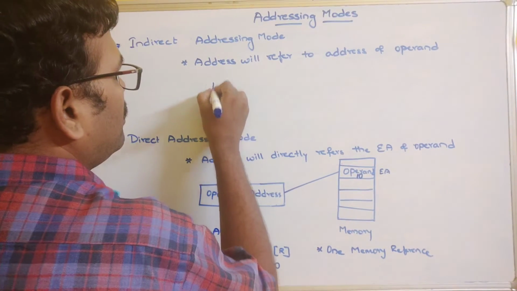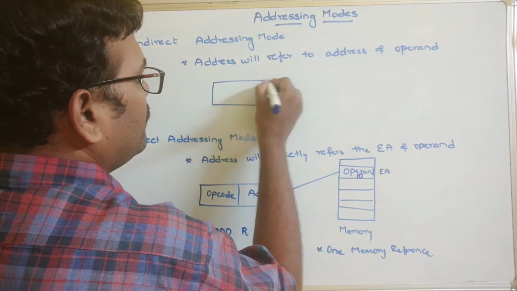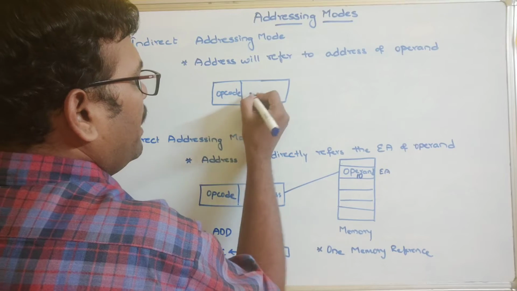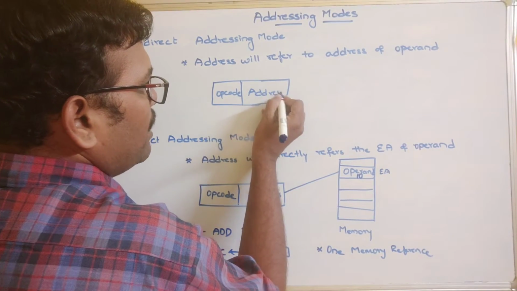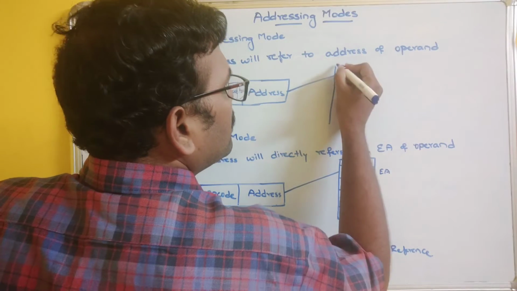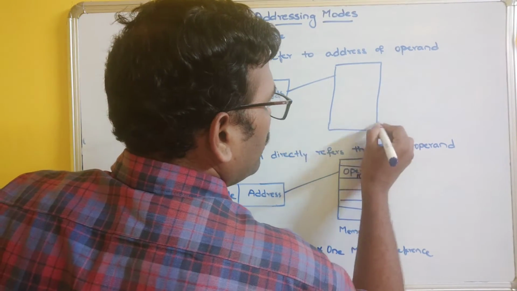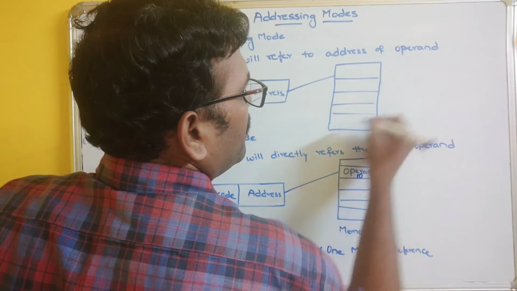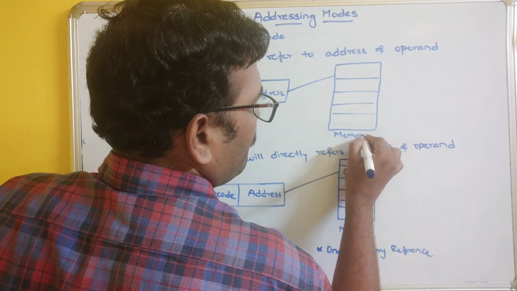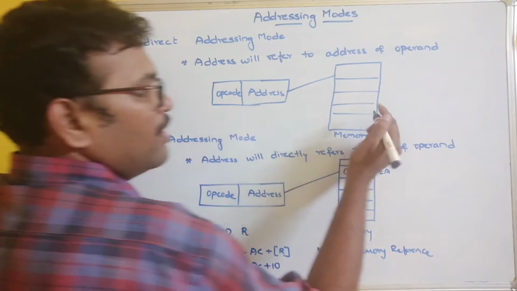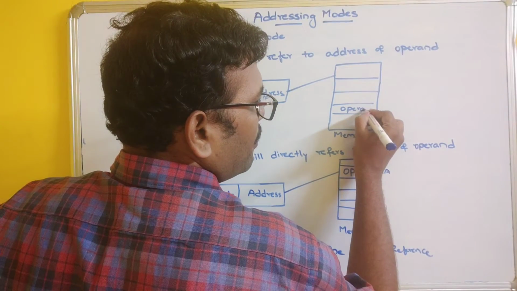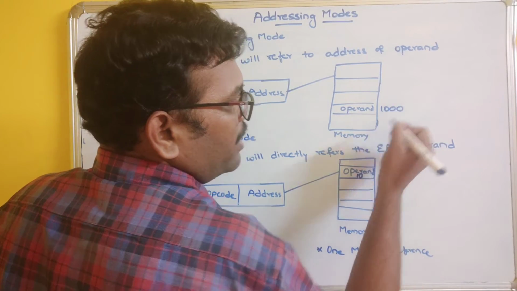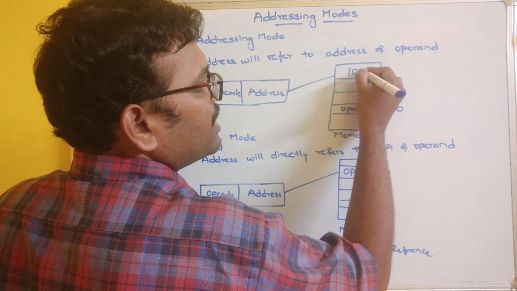Okay. For example, I'll show you. So this is the instruction. This one is the opcode and this one is the address, for example. And this points towards the memory. Okay, what we have discussed just now. So this is a memory. So this address will represent, let it be the operand is here. Let it be the address is some 1000. So this 1000 will be representing here.